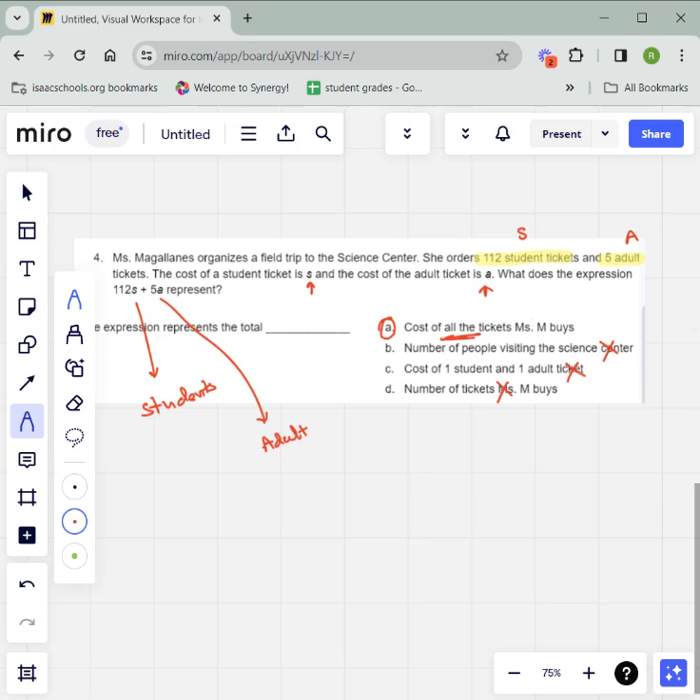Okay, work on the next one, same as these. Finish the other one, take your time and get it done.